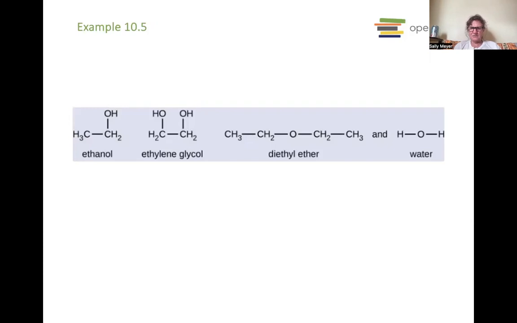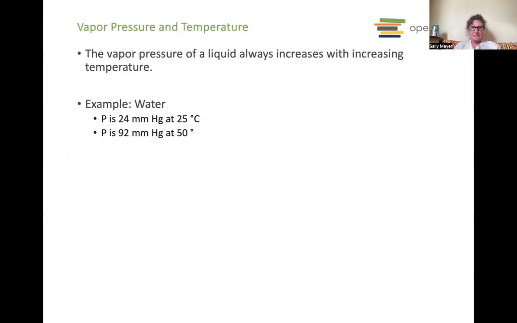These are just some examples which we'll go through in class. They want you to predict which has the highest vapor pressure. The highest vapor pressure should be the one with the weakest intermolecular forces. So it should probably be the dimethyl ether because it just has dipole-dipole forces. The other three all have hydrogen bonding. So ethylene glycol has the ability to do 2 hydrogen bonds, so that probably has the smallest vapor pressure. And then after that would be ethanol and then water.